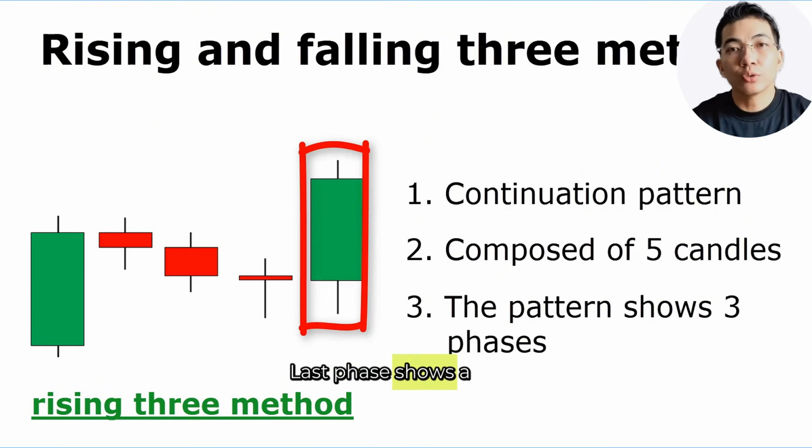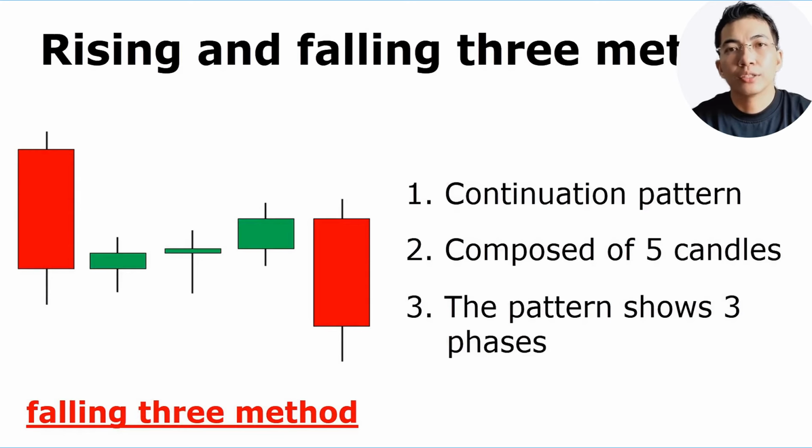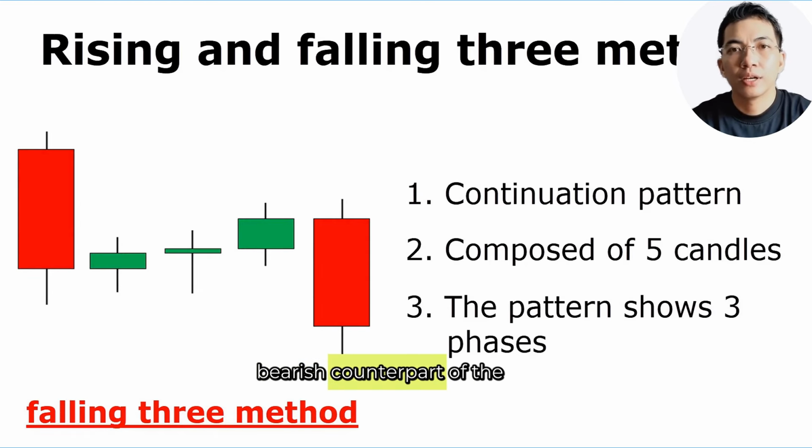Last phase shows a strong green candle that closes above the closing price of the first candle. This means that the market is forming a new high and the uptrend is still there. What about the falling 3 method? Well, it's just the bearish counterpart of the rising 3 method, so this time we will see this pattern during a downtrend.